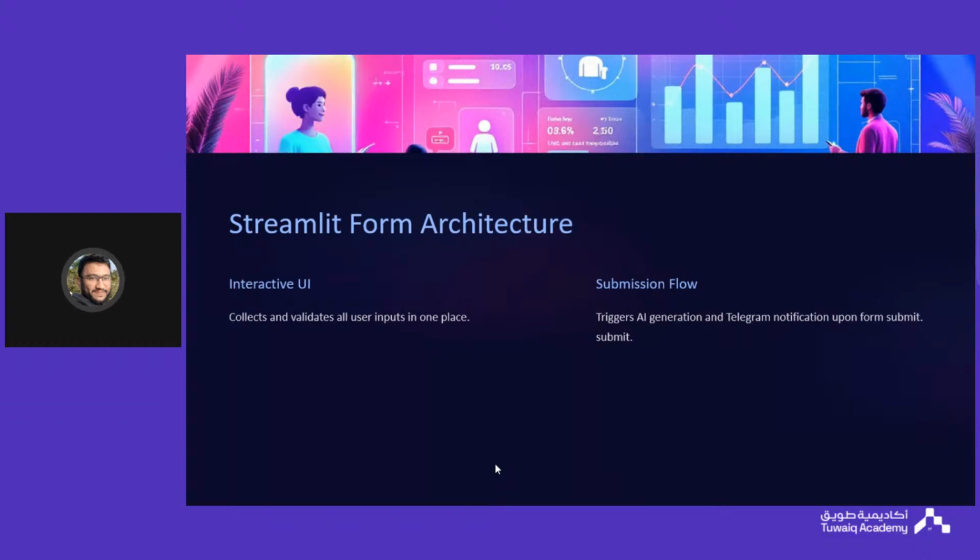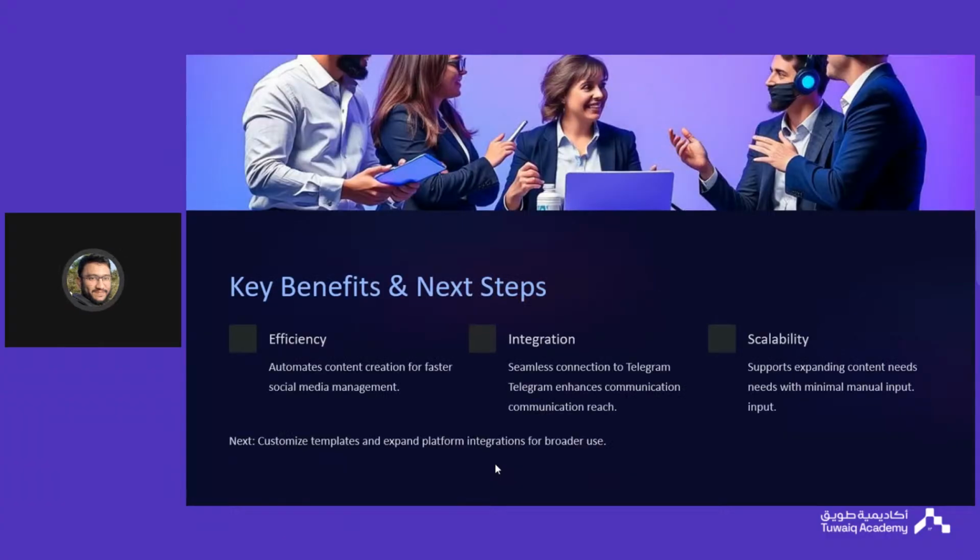Now, Streamlit form architecture, how it works. We do have interactive UIs and submission flows. Trigger AI generation is one of the important parts here, which plays with the Telegram notification upon form submit. Triggers are something we need to understand during our creation with Streamlit. Coming to the key benefits and the next steps, we do have efficiency, integration, and scalability.